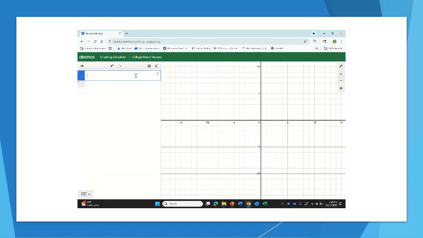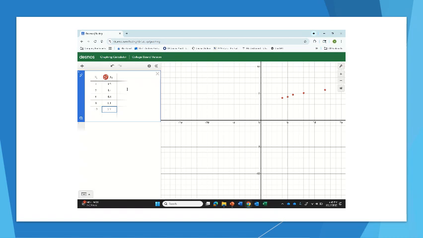So for example 1, we are going to want to find a linear regression model for a specific set of data. So here we're going to add item, go to table, and now we're going to add in our x coordinates, which are 4, 5, 6, 8, and 12. And now our y coordinates here should be 4.2, 4.4, 4.8, 5.1, and 5.7.